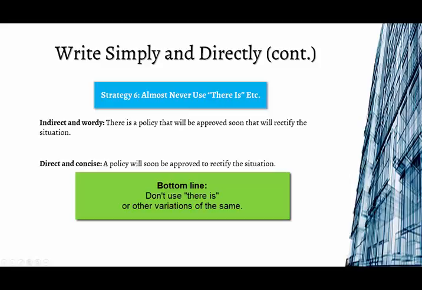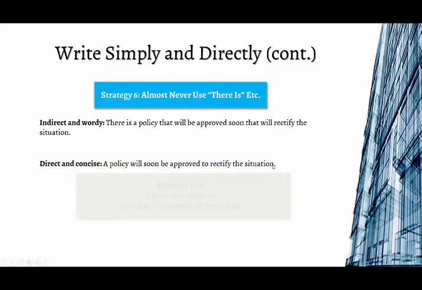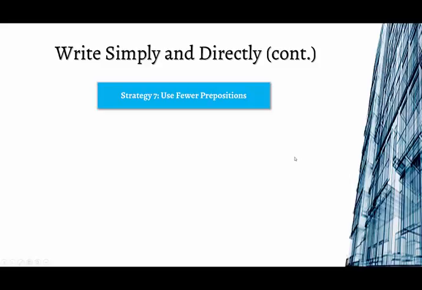Okay, so a policy will soon be approved to rectify the situation. That's just one possible solution. All right, let's move on. This is a big one.